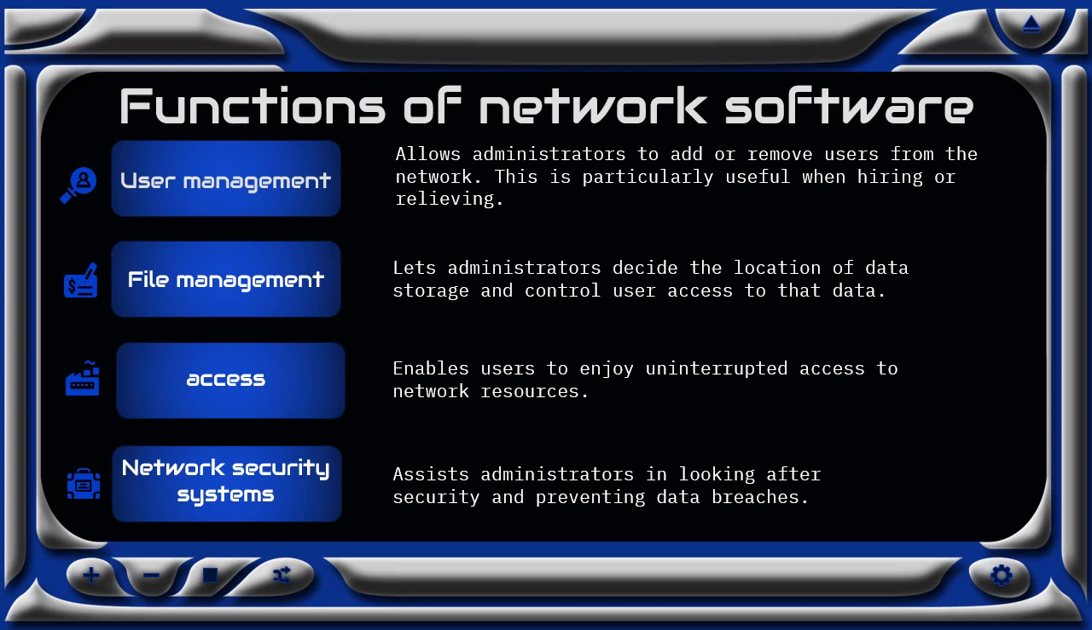Next, we have file management. It lets administrators decide the location of data storage and control user access to that data. And when we have access, it enables users to enjoy uninterrupted access to the network resources. And for the last one, we have the network security system. It assists administrators in looking after security and preventing data breaches.